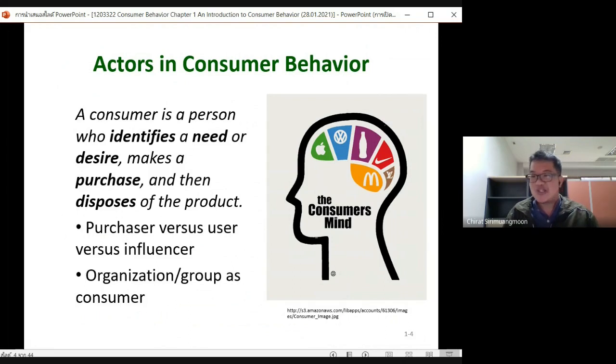influencers on your decision. We also need to study organizations and groups as consumers. Not all the time do you buy or purchase a product for yourself, but sometimes you make a decision according to an organization or group of people. So this is the big picture of who a consumer is.